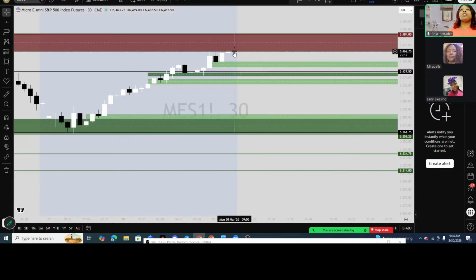After TP1, you guys see the rejection. Okay, so here is our possibility or our thesis for this morning, that as price is rejected, it can just reject and come here.